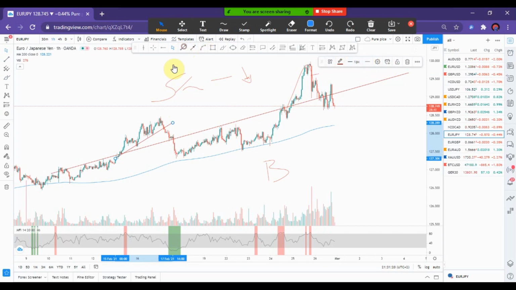It's like a lot of things have changed in TradingView. They've updated a lot of stuff.